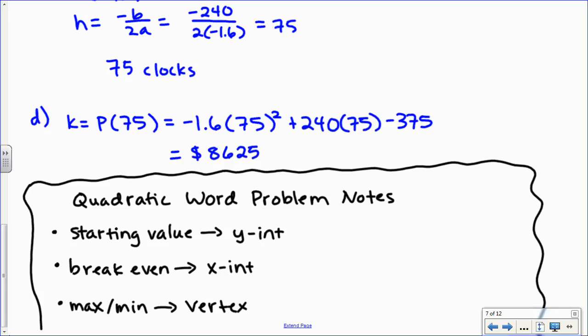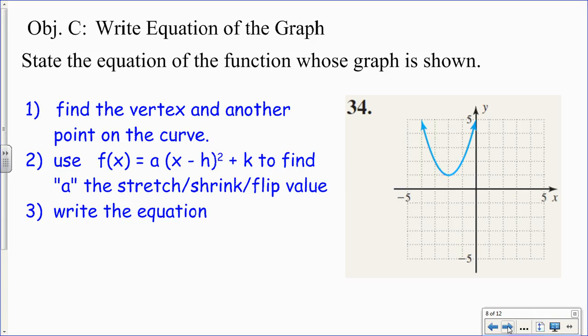Okay. We're going to practice this again in just a minute. Right now we're going to work backwards and write an equation from a graph. So what's written here in blue, those are the steps to do this. Those aren't going to be given to you on the problems, but these are the steps we want to follow.